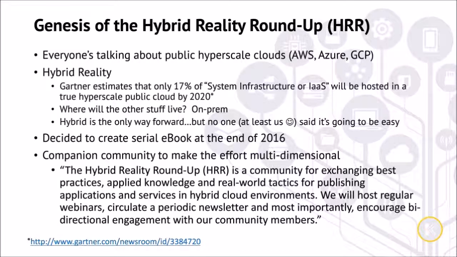The proof is in the data. Gartner's got some great research that they did on this last year, hopefully soon to be refreshed this year, which shows that although there's been this meteoric rise of public cloud, they estimate that only 17% of what they call system infrastructure or infrastructure as a service will actually be hosted in a true hyperscale cloud by 2020, right?